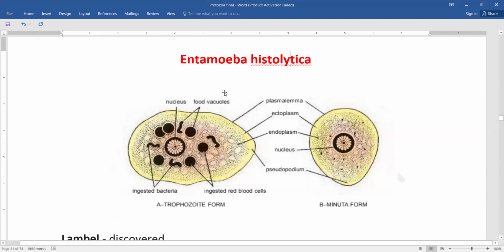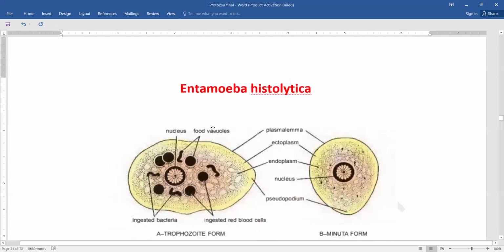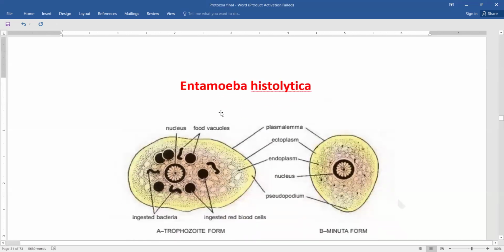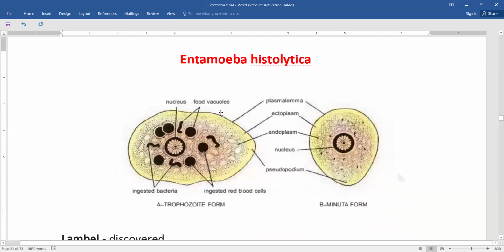Now Entamoeba histolytica, which we all know. It is also a protozoan parasite, and it resides in the human large intestine. It is a kind of amoeba with a single pseudopodium, and why is the specific name histolytica?